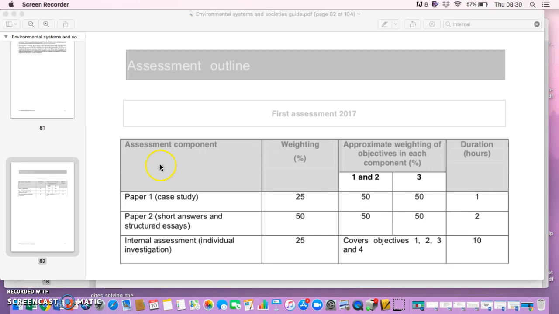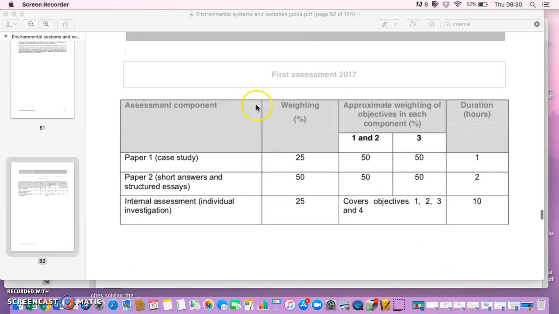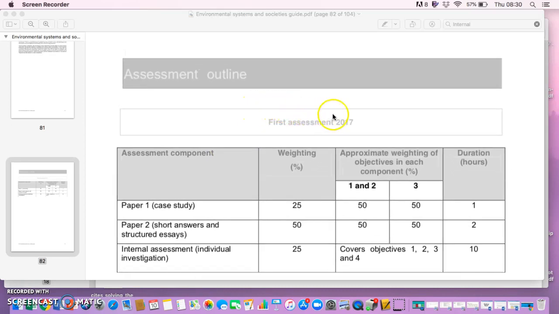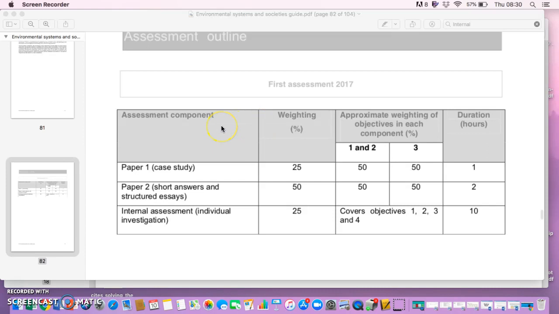So just looking at this information, this is our current assessment model. It started in 2017. It'll be the one used through your examinations as well. So paper 1 we already looked at. Paper 1, the weighting is 25%. It's an hour. That's the case study like the one that we just looked at.